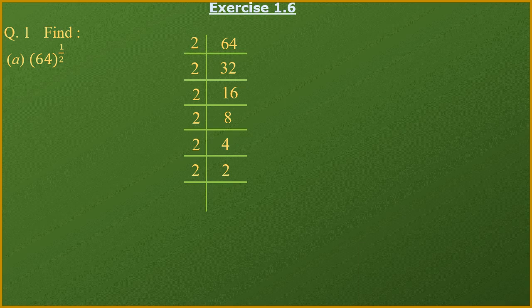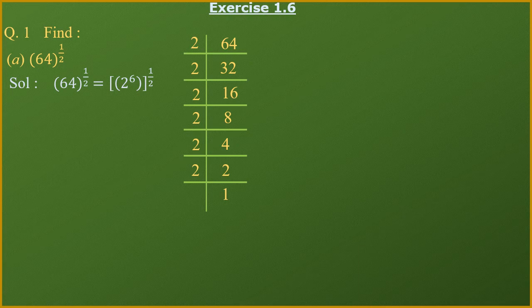So see, count how many 2's are coming here. If I count 1, 2, 3, 4, 5, 6, 6 2's are coming here. So I can write 64 as 2 to the power 6. Okay, so this I have written. You can see 64 I have written as 2 to the power 6. Now you observe my term contains two different powers. One is 6 inside and the whole power is 1 by 2.